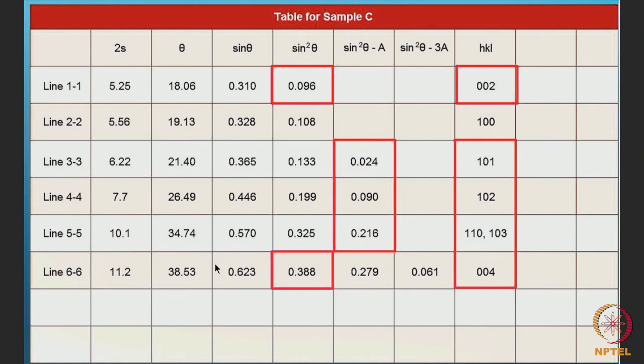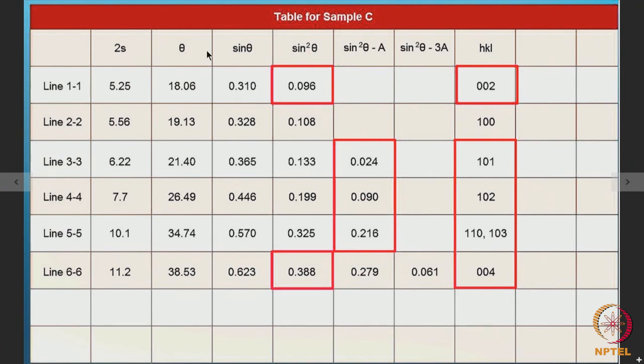So, you see that we have already found out that if we take the line pair 3, 3 as shown here, now this has got a value of sin square theta minus a into 1. Because here we have determined 2 theta, sin square theta, then sin square theta minus a into 1, sin square theta minus a into 3, etc., etc.